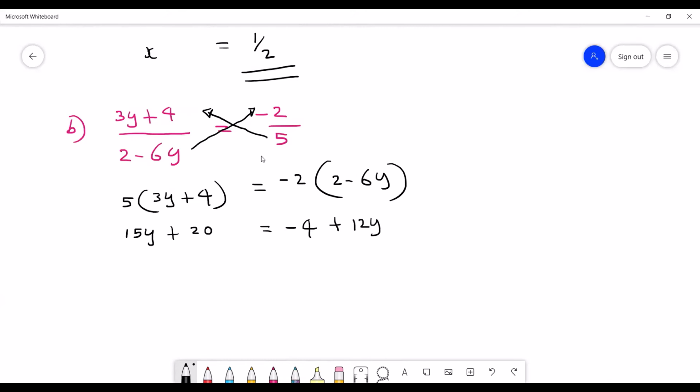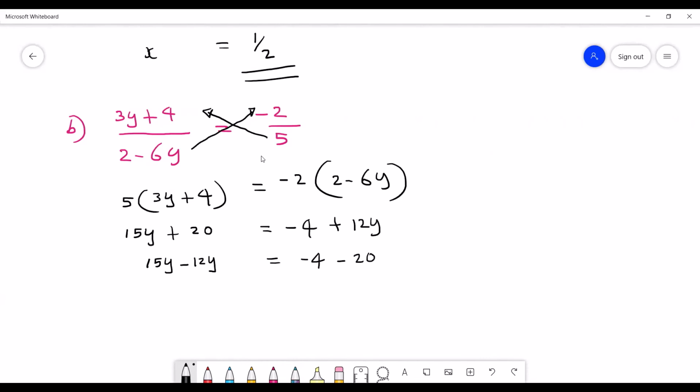Now bring the variable term to the left hand side. We are having 15y here, and in right hand side we are having 12y, that is plus. Transpose that plus 12y to the left hand side. So plus will become minus 12y. And in right hand side we are having a constant of minus 4. Bring this constant of 20 to the right hand side. When transposing plus 20 to the right hand side, this will become minus 20.